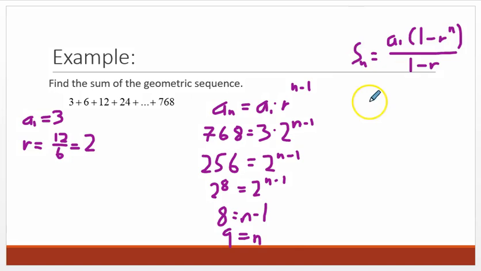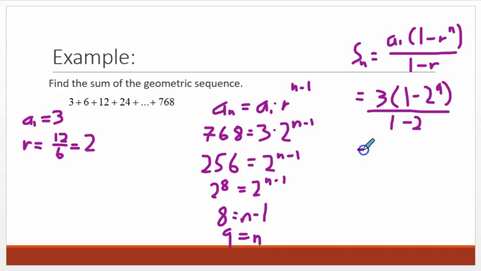I went ahead and rewrote this up here for reference instead of flipping back and forth on the slides. So I just need to plug in the numbers I found. A sub 1, the first number, is 3. And then we have 1 minus r to the n power. So 2 to the 9th power. This is going to make a very big number up here in the numerator, all over 1 minus r, which we said is 2.